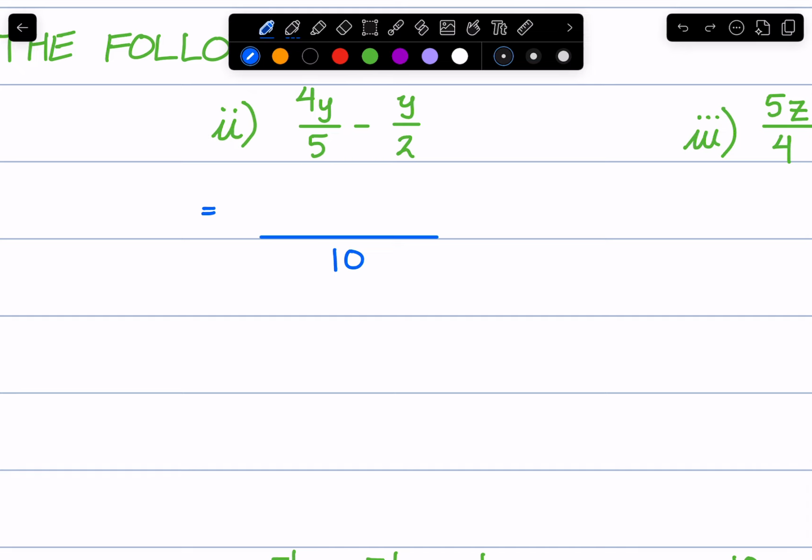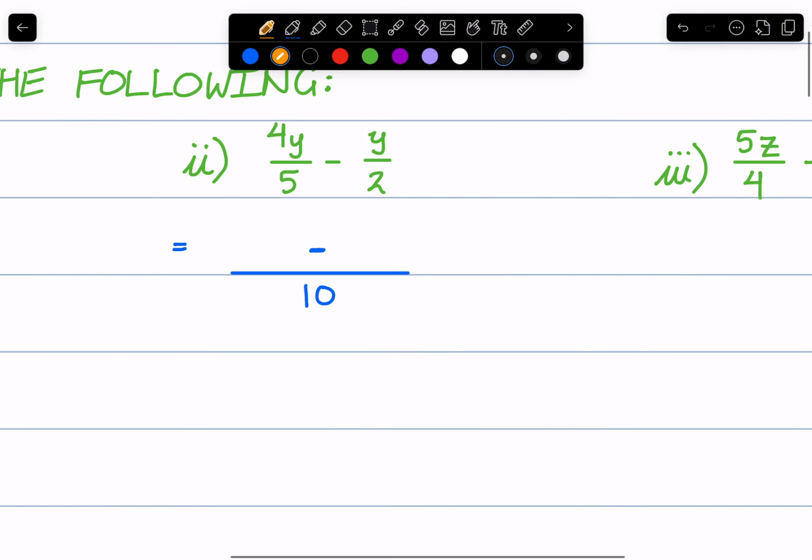We know that it's going to be 10. I'm going to keep that minus in the center. And then we follow that same idea. 5 times something gives me 10, in which case it's going to be times 2. Since the denominator is multiplied by 2, we multiply the numerator as well. So that would be 4y times 2, which is 8y.